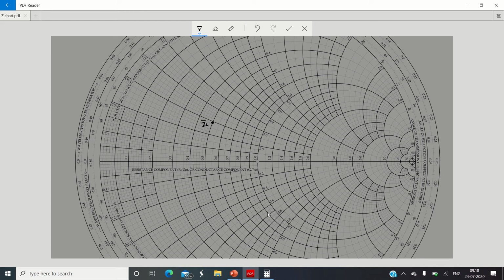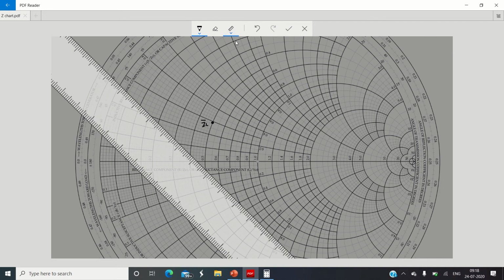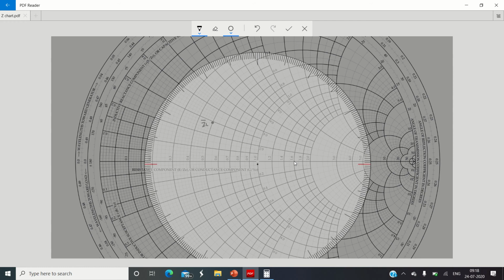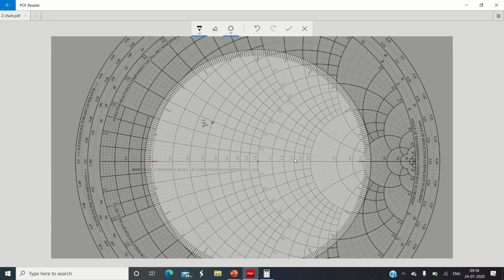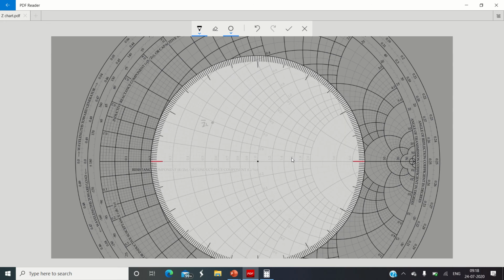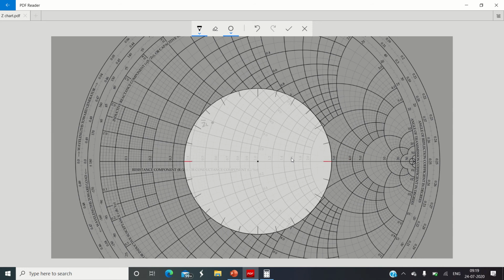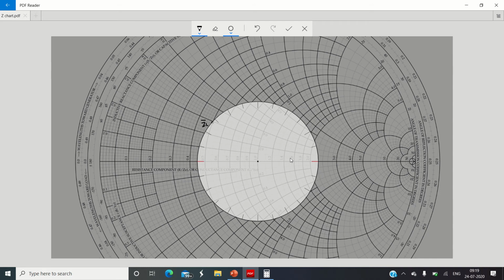bar. We know that the VSWR circle is always centered at the center of the Smith chart. So take your compass and put the metallic part of your compass at the center of the Smith chart. Take the radius in your compass from the center of the Smith chart to the ZL bar point. So we are plotting the VSWR circle which is passing through ZL bar. Draw a constant radius VSWR circle.